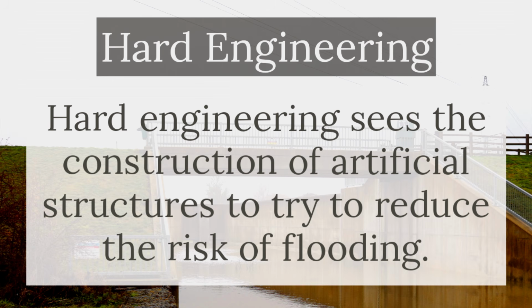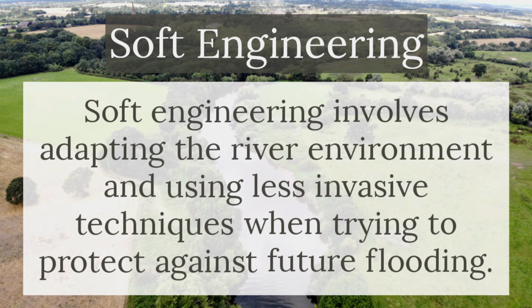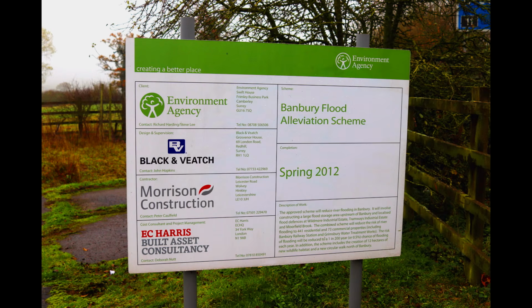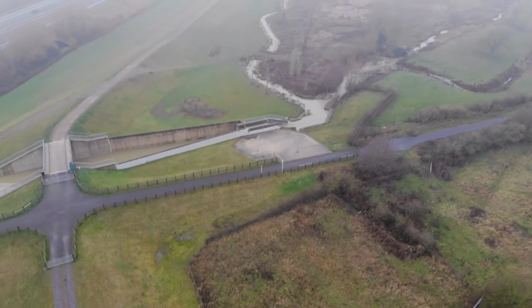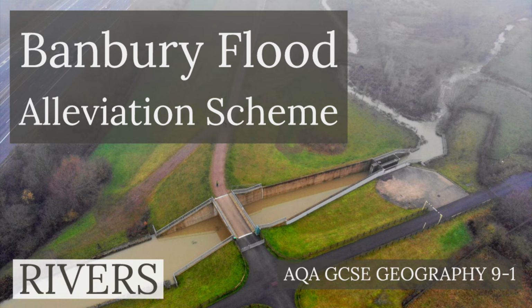Then looking at river management strategies, such as hard and soft engineering. And finally, you look at a management strategy example. Possible examples could include looking at the River Tees or the River Severn and its estuary, managing floods in Banbury or the Jubilee River Flood Relief Channel.